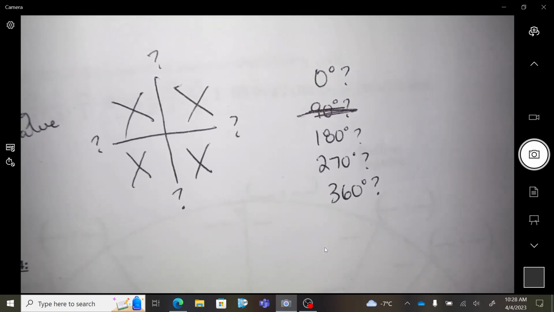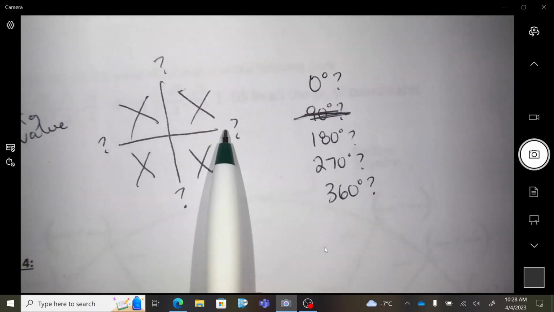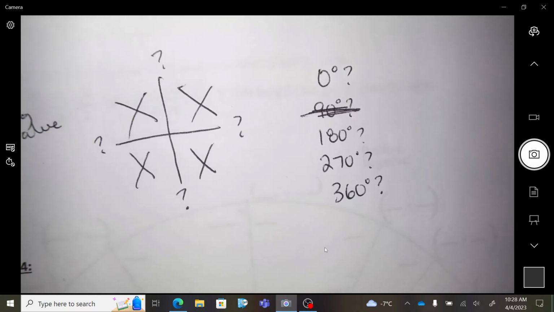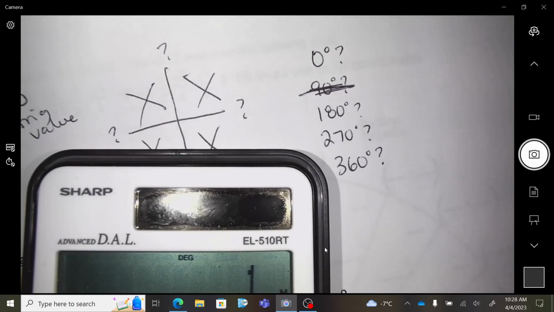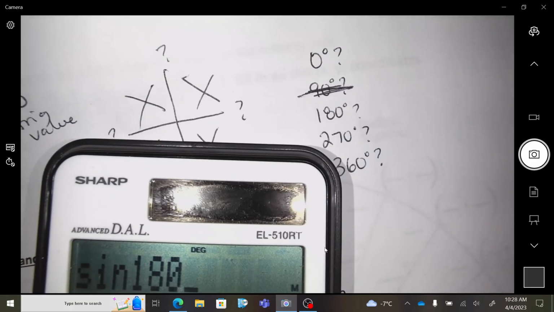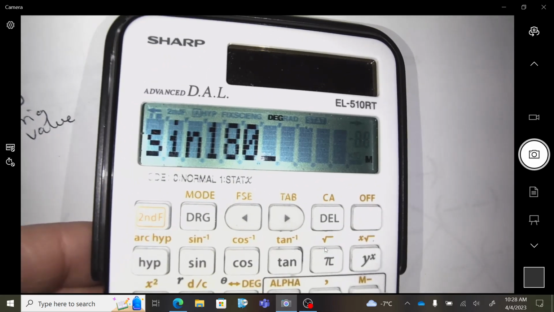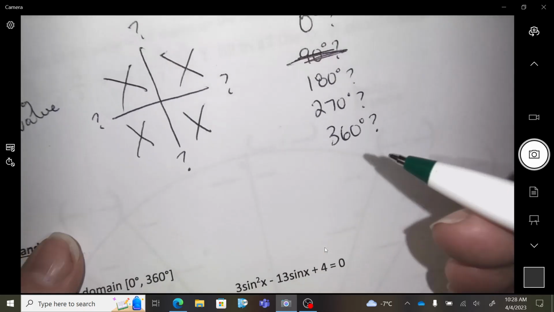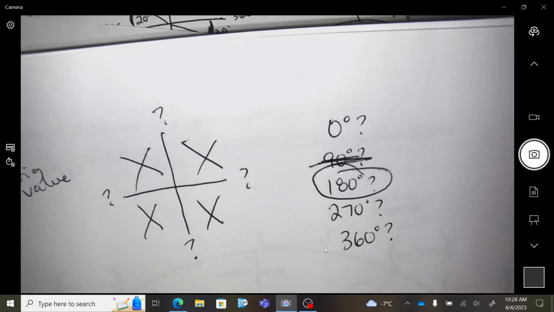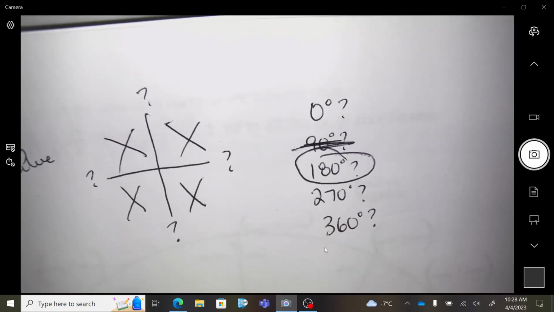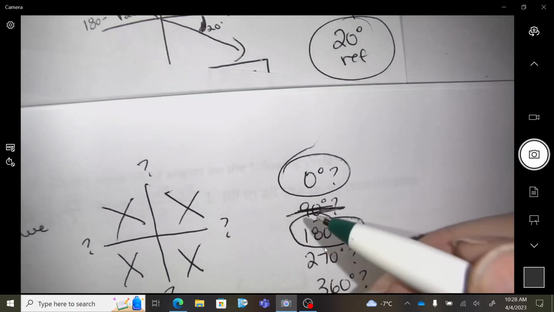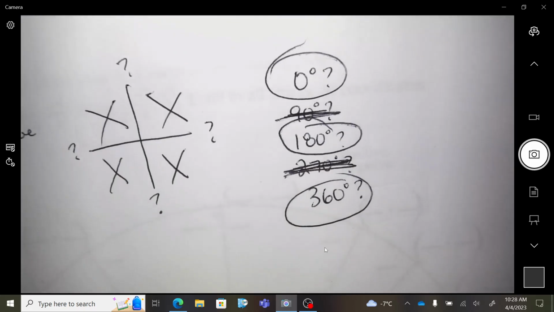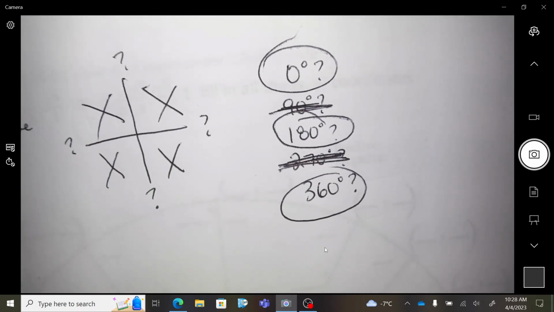A hint is that it's either going to be x-axis numbers or y-axis numbers. So test. Try another one. You want to try the sine of 180, for instance? Sine of 180 is 0. So 180 works. So what other angles would work? 0 and 360. 270 would not. So you have 3 answers to that question.